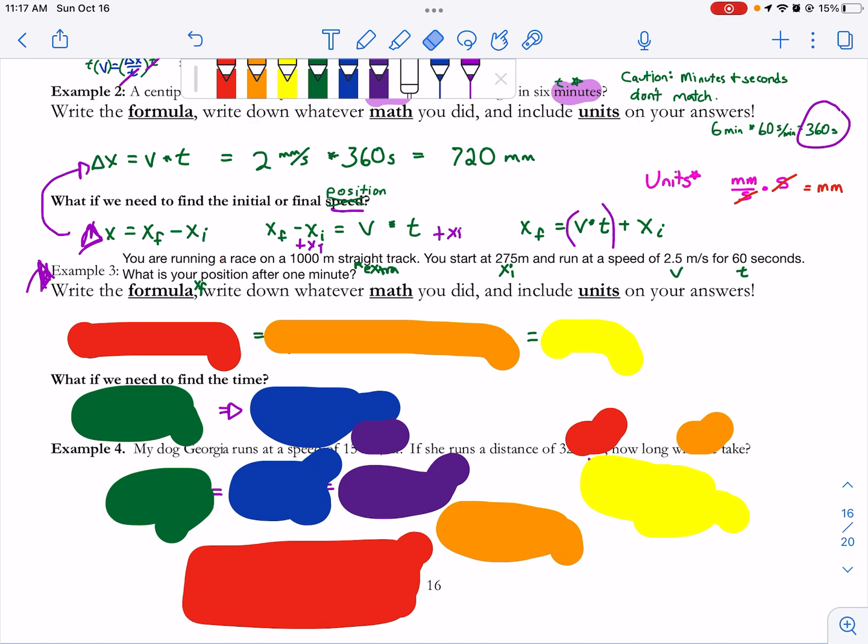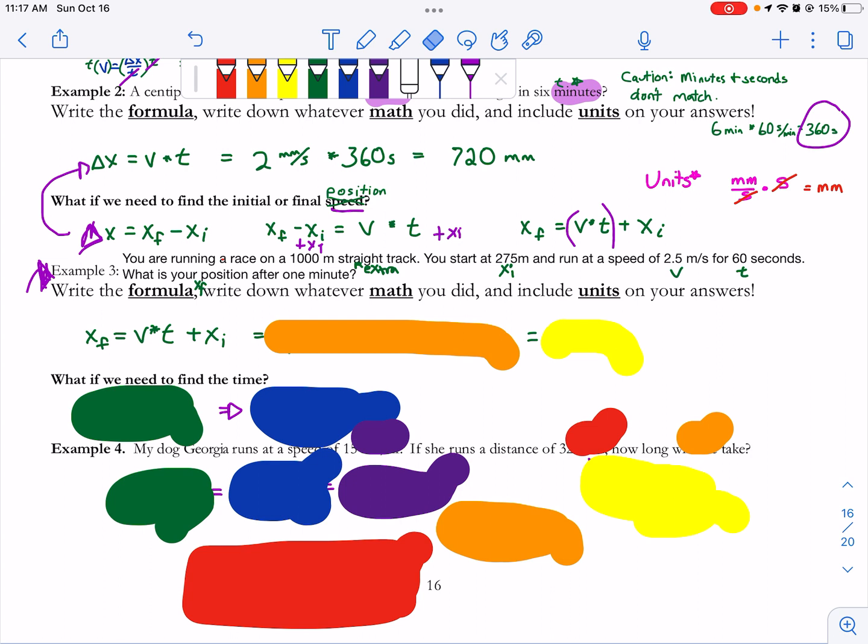So there's the whole question that you can write down now. Pause so that you can write it down. And then we'll be able to answer the question. We have to do all those 3 things now. We have to write the formula without any numbers in it. There it is. xf equals v times t plus xi.